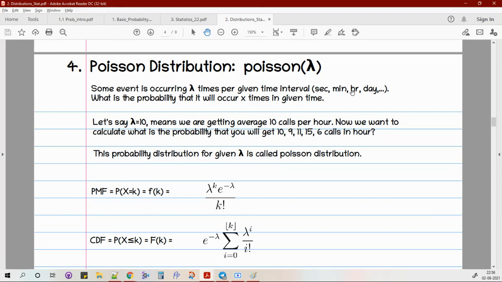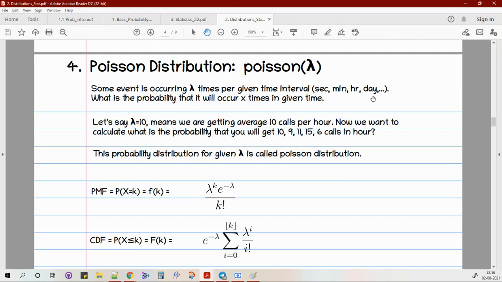If you are calculating for an atom, it would be in microseconds or nanoseconds. If it is for the share market, it would be in seconds, right? As per your experiment, this time interval can be different, but this lambda is nothing but how many times your event is occurring, right?